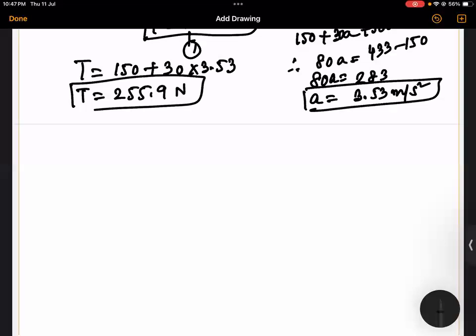Another problem to you. This is also a very, very interesting sum. So I think everybody can see the screen.